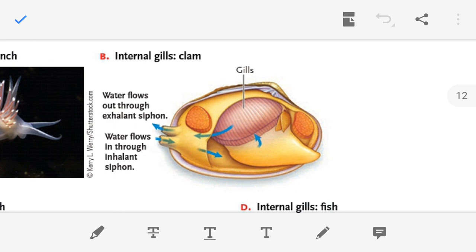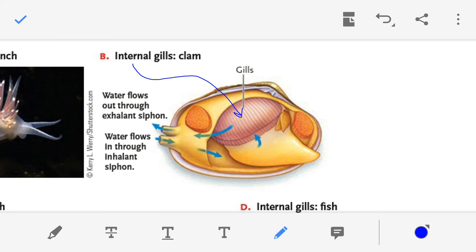Then in the clam, the gills which are present inside the body are known as the internal gills. So in clam, internal gills are present, and with the blue color arrow they are also showing the direction of water flow. Here the water is entering, the water flows over the gill, then from the gill the water comes out and leaves the body of the clam.